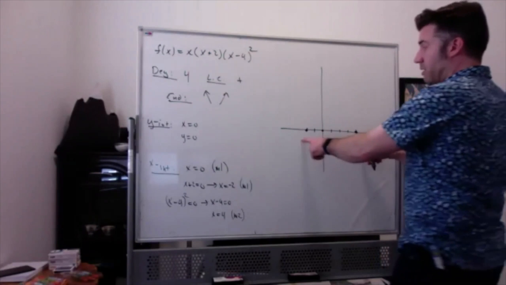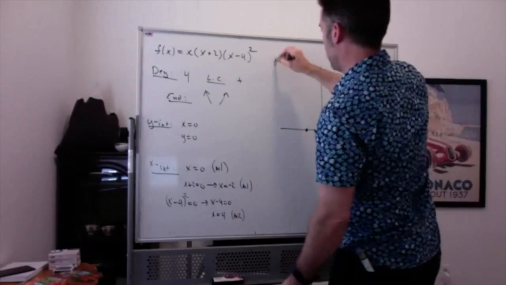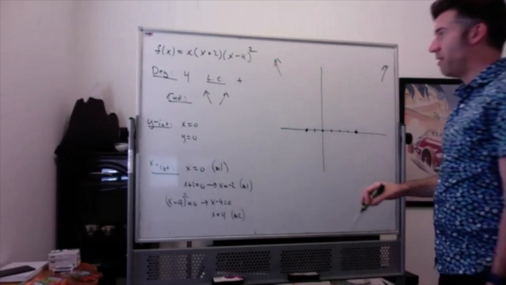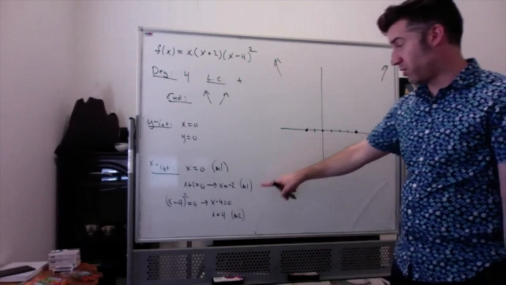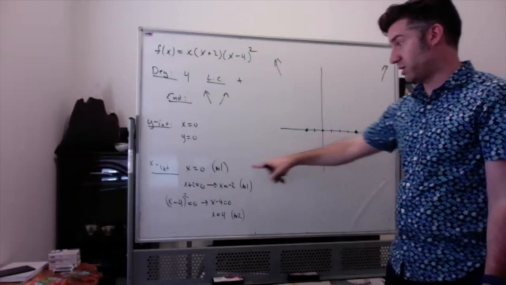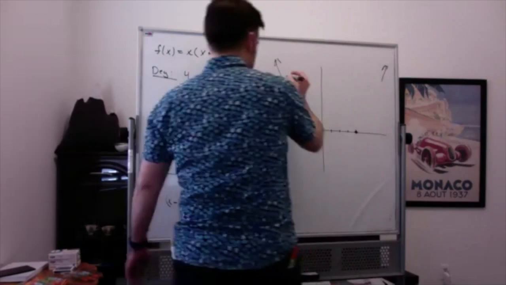I know beyond the intercepts, I'm up on the left and up on the right. So I'm doing something like this and something like this. And then at negative 2, I'm going to go through because the multiplicity is odd. At 0, I'm also going to cross through. And at 4, I'm going to bounce off. So I'm going to come down here like this.